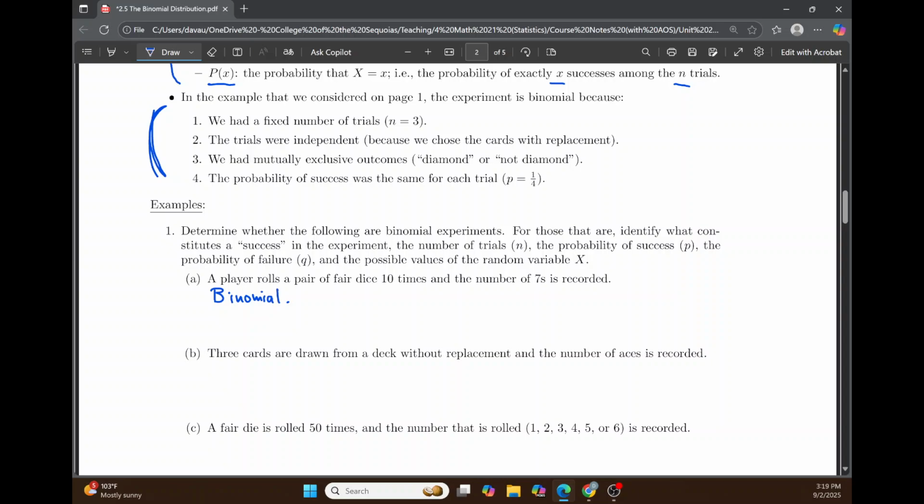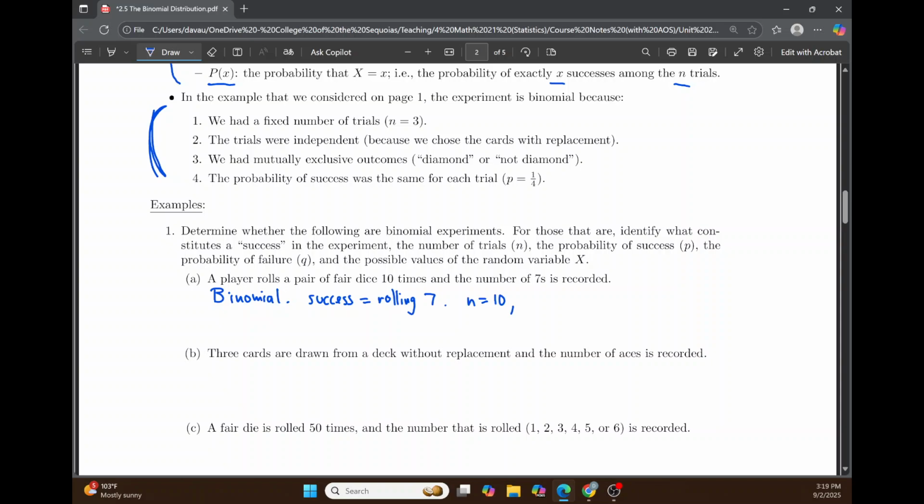Since it's binomial, we need to identify what constitutes a success, the number of trials, and so forth. So success in this case is rolling a 7. The number of trials, we said n equals 10.